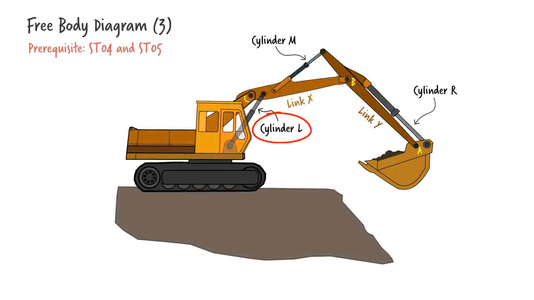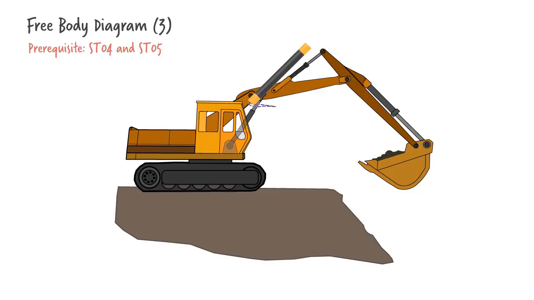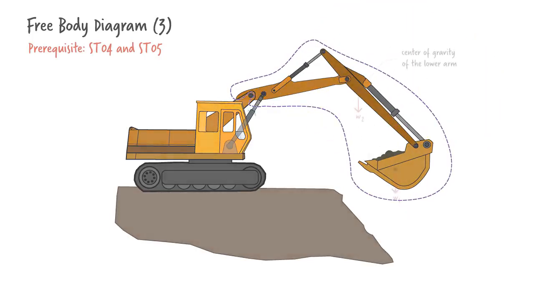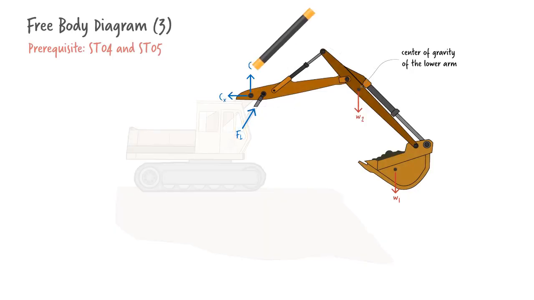What would the free body diagram look like? Again, we cut through the cylinder and then cut at the pin. We can close the loop by having the entire arm as our isolated subsystem. For this case, we add the weight of the upper arm to the free body diagram.